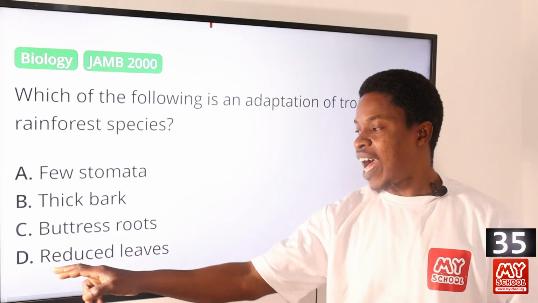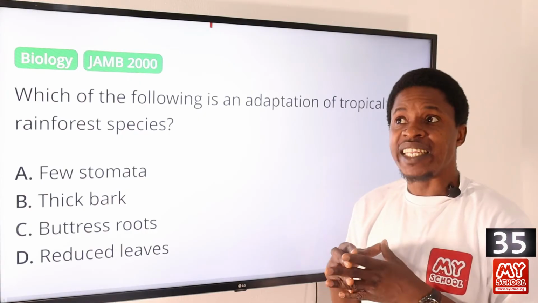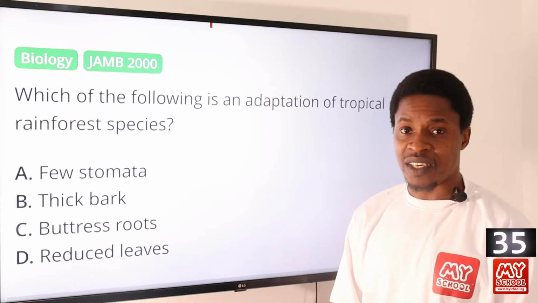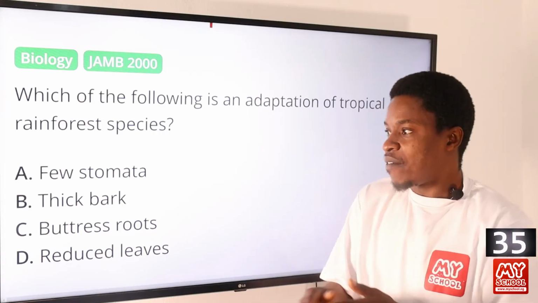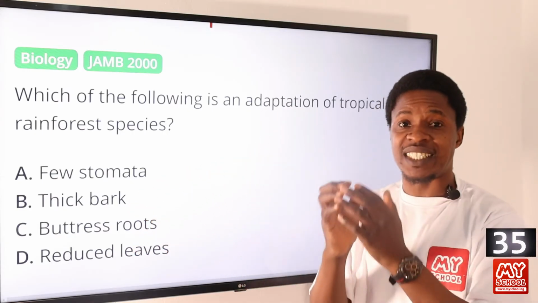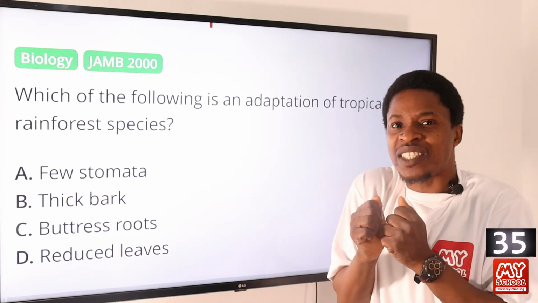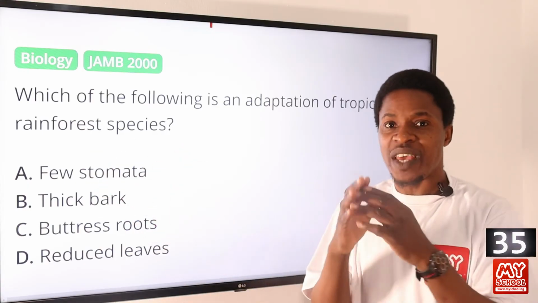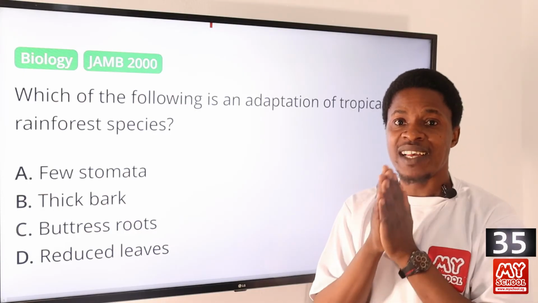You see, reduced leaves are actually features of plants or species in an environment with a limited supply of water, and that is the desert. In the desert, we have trees that have reduced leaves because they have to conserve the water they have. Also, thick barks are always for trees or species in the desert, because they need to conserve the little water content they have in them. And then fused stomata also, of course; we have stomata in the leaf, so we have few of them because of the little amount or availability of water present.